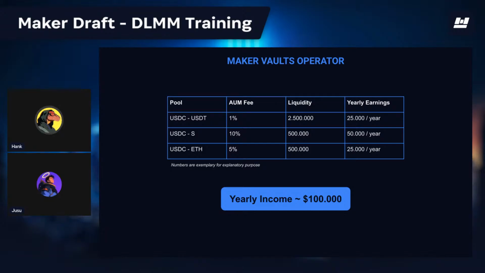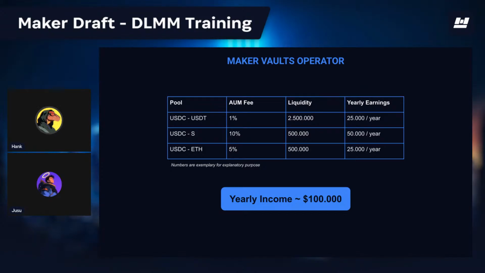Obviously, under the assumption that the liquidity is somewhat stable in your vault, and also that you would have gas fees, so also under the assumption that you're not rebalancing every minute or every 2 minutes. But generally speaking, this is kind of the business case that you can look at there. How much liquidity would you need, with what AUM fee, and what could be the earnings behind it?